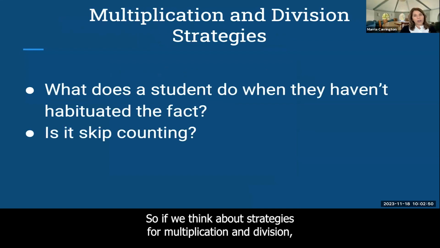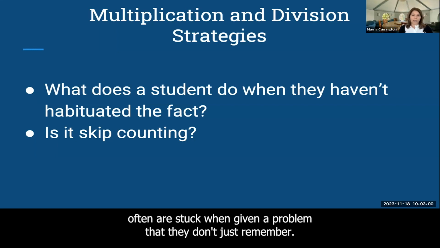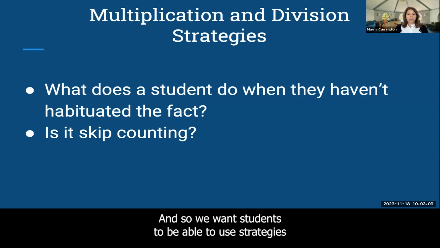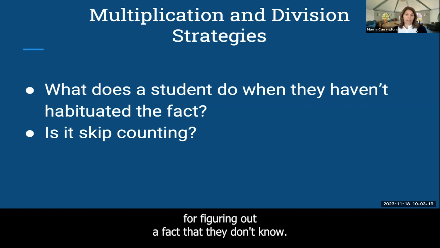So if we think about strategies for multiplication and division, a memorized fact is not a strategy. Those who just have facts memorized often are stuck when given a problem that they don't just remember. They also struggle on figuring out how to approach problems that are outside of the basic fact range. And so we want students to be able to use strategies to figure out a problem besides skip counting. Often kids get stuck in skip counting as the only strategy for figuring out a fact that they don't know.